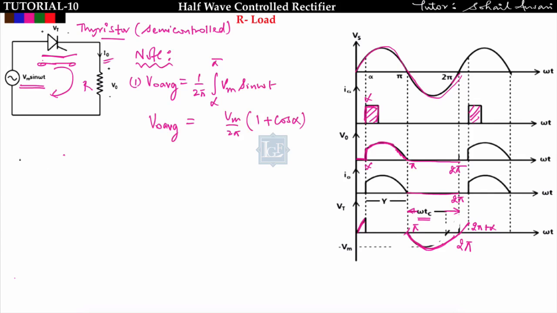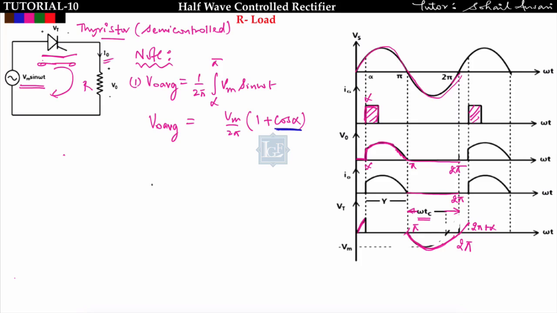Okay, you can clearly see here that the output voltage depends upon the firing angle, that is cos alpha. If alpha is more, then the output voltage will be less. If alpha is less, then the output voltage will be more. That's why it is known as a controlled rectifier, meaning we can control the output voltage by varying the firing angle of the thyristor.